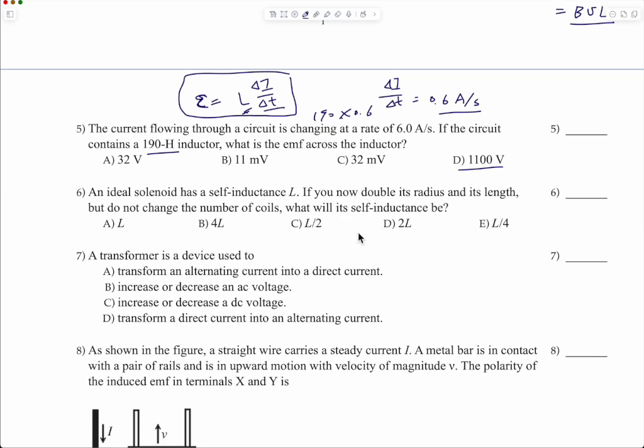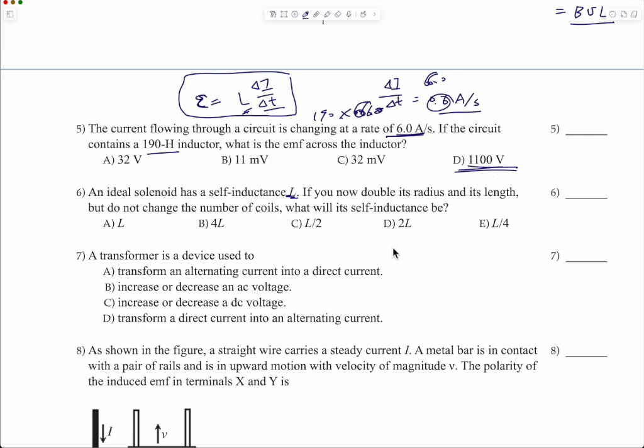Okay, number 6. An ideal solenoid has a self-inductance L. If you now double its radius, okay, this is 6.0, not 0.06. So in this case, it's 1100. So 6.0 times 6.0. Sorry about that. It's about 1100. All right.